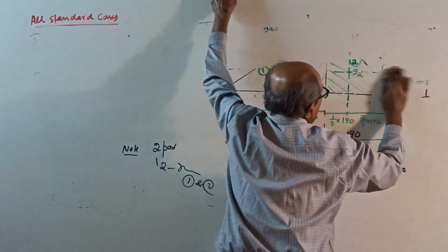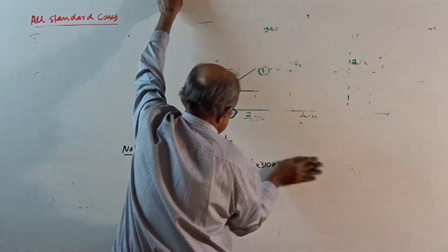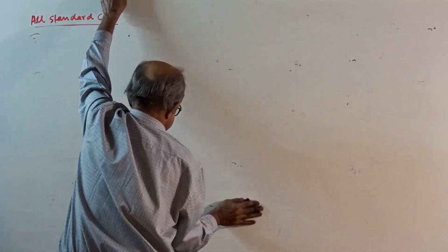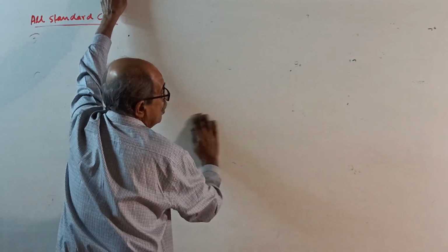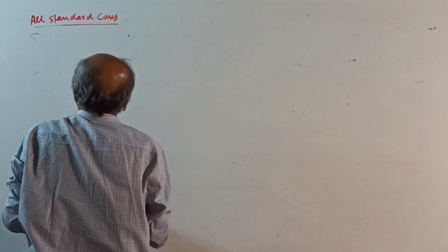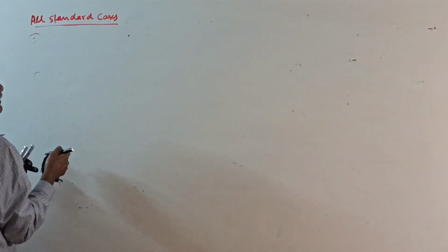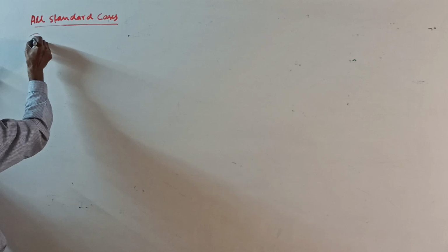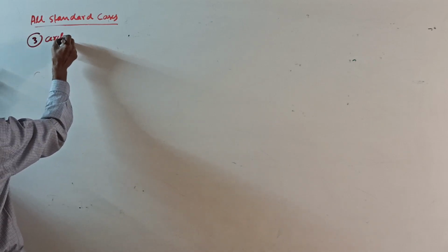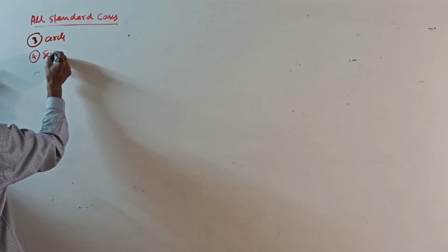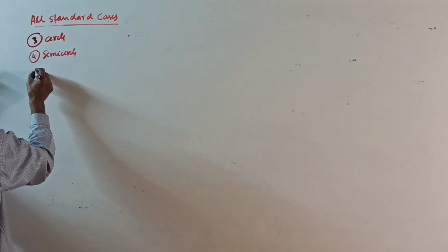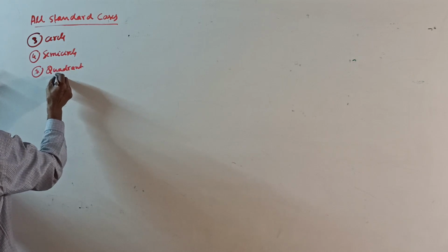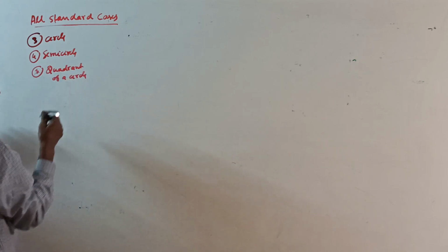Circle, semicircle and quadrant. Last round. Lastly, all standard cases. 3 is circle. 4 is semicircle. At a single stretch I am giving standard. 5 is quadrant of a circle. I will put a single stretch.